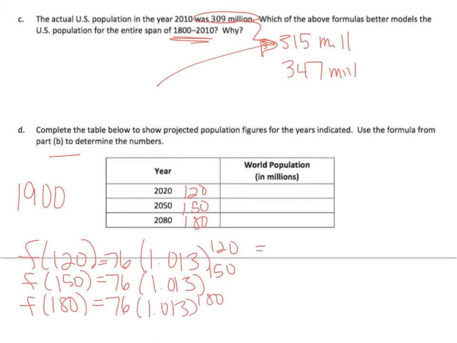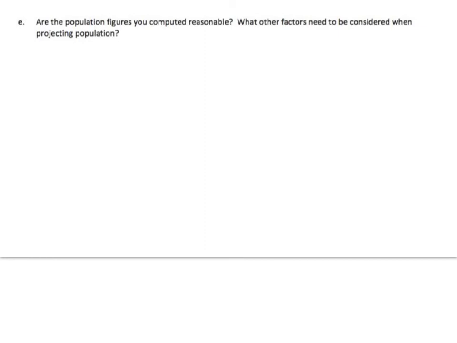That gives me 358 million, 528 million, and 777 million. Okay, those are the projected populations as years go on. Yikes. Are the population figures you computed reasonable? What other factors need to be considered when projecting population?